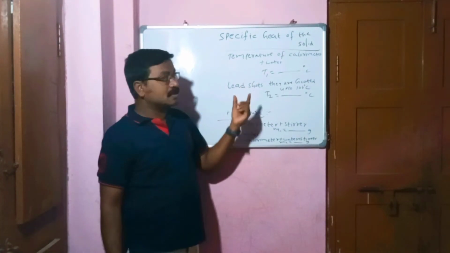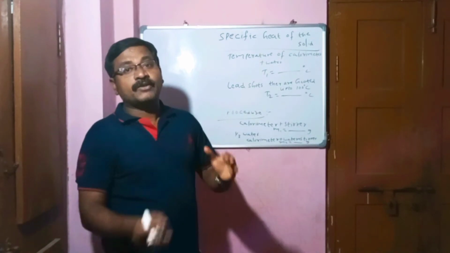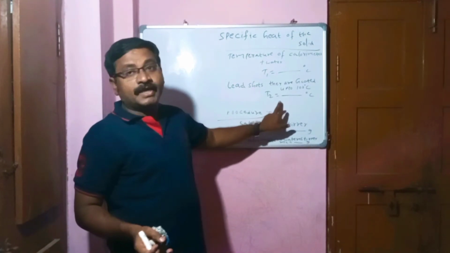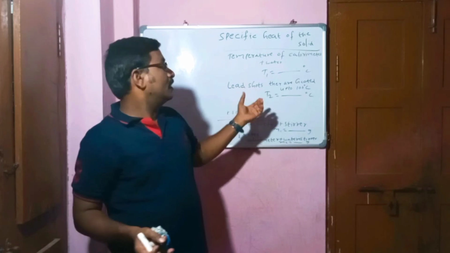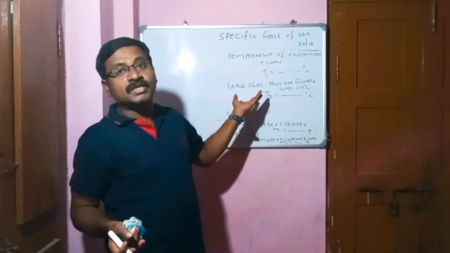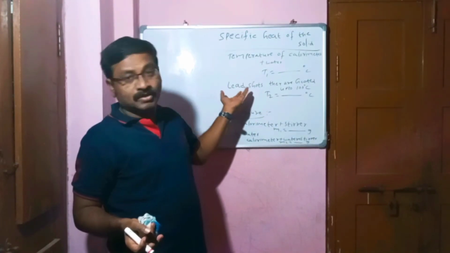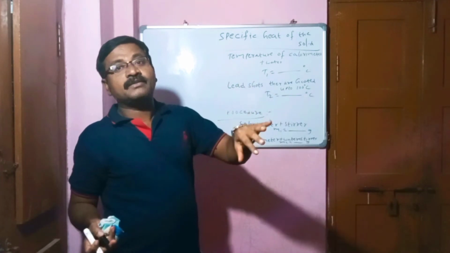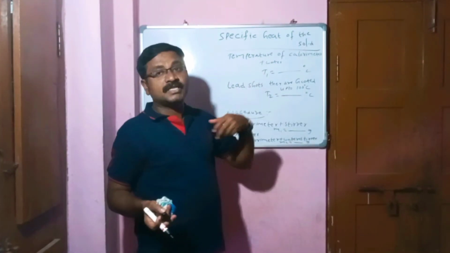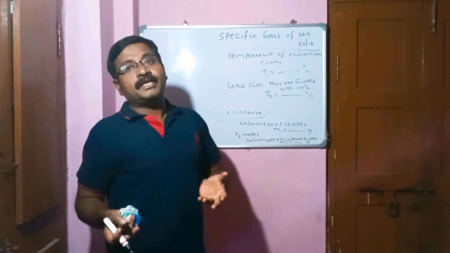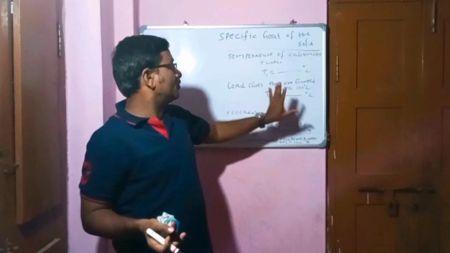The heat of the lead shards would go to the surroundings. That's why they are quickly transferred to the calorimeter and water. So here the lead shards lose the heat, and the calorimeter and water gain the heat. So this is the principle of the method of mixtures.